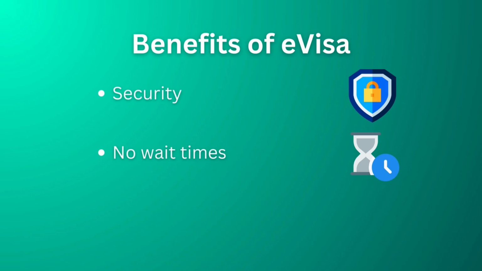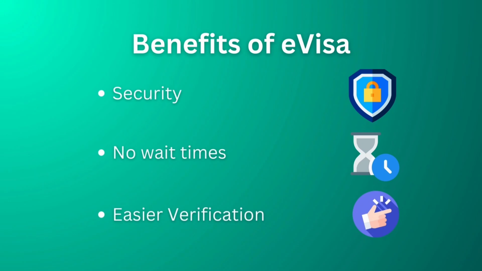And lastly, it will be quicker and easier to prove your status when traveling to the UK with university, employers or landlords. So basically, easier verification. Once you have your e-visa, if you want to show your visa status to anyone, you won't have to be looking around in your documents to find your visa. You will easily be able to show them right on your phone what your visa status is.